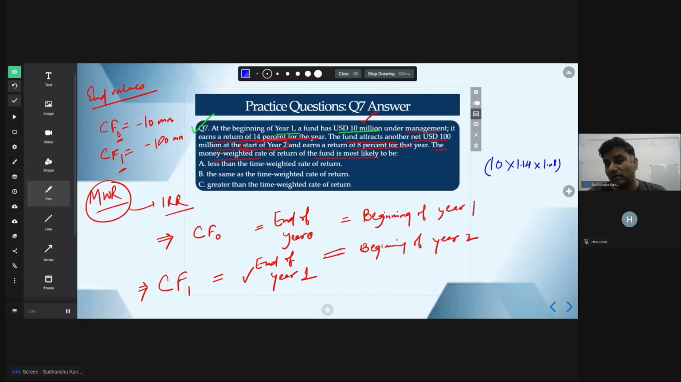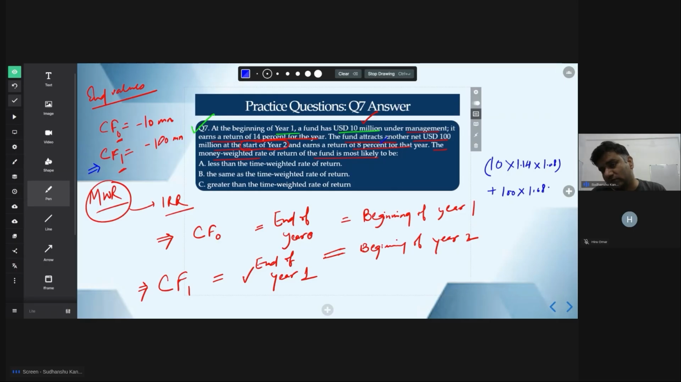Then what is the other amount of money I have got? The other amount of money I have got is 100 million. That 100 million earns what? It earns 8% in the second year, because that came after the first year. That was not there with you in the first year. It came after the first year. So we only have 100 into 1.08.